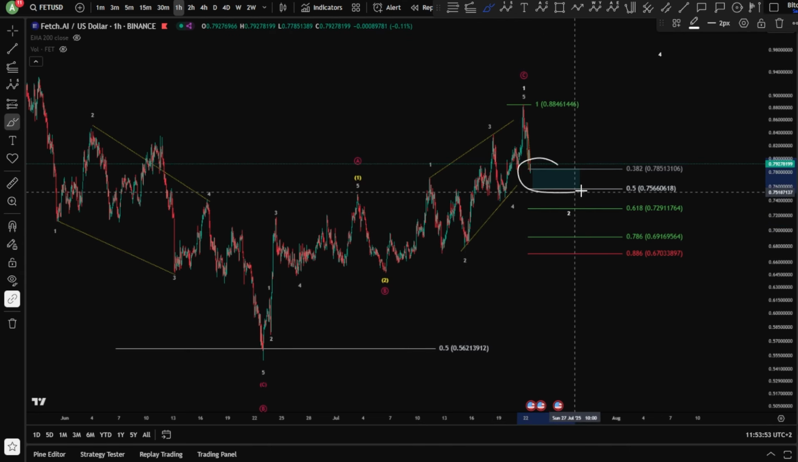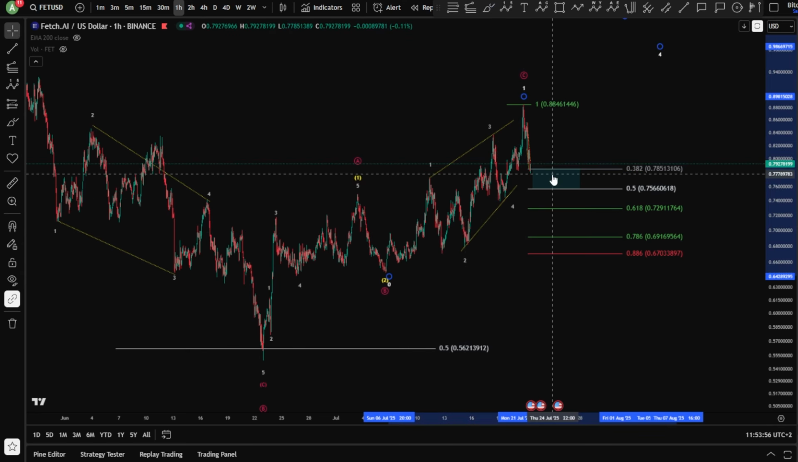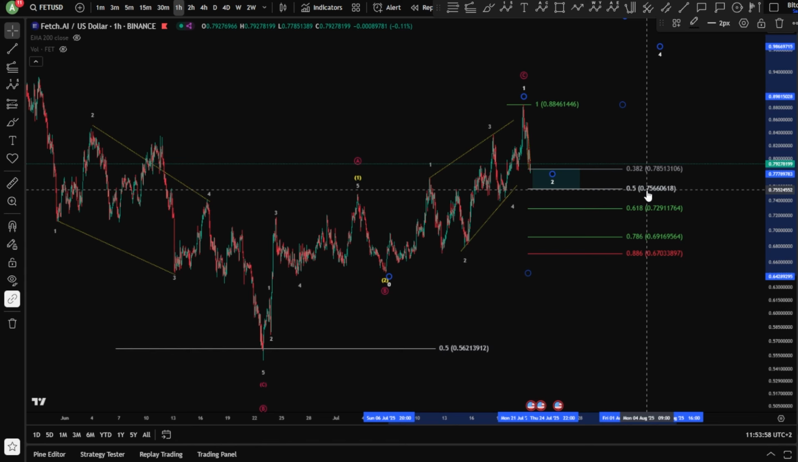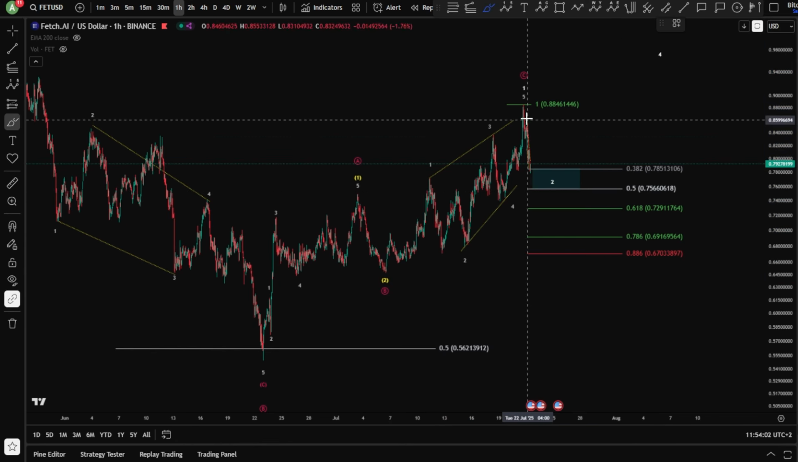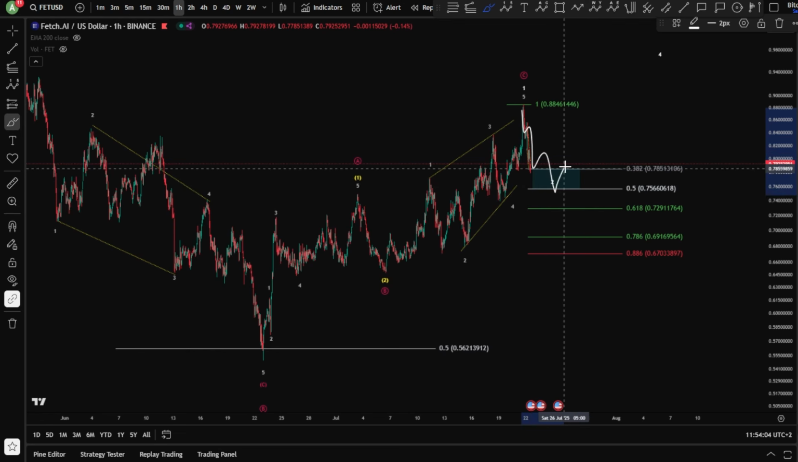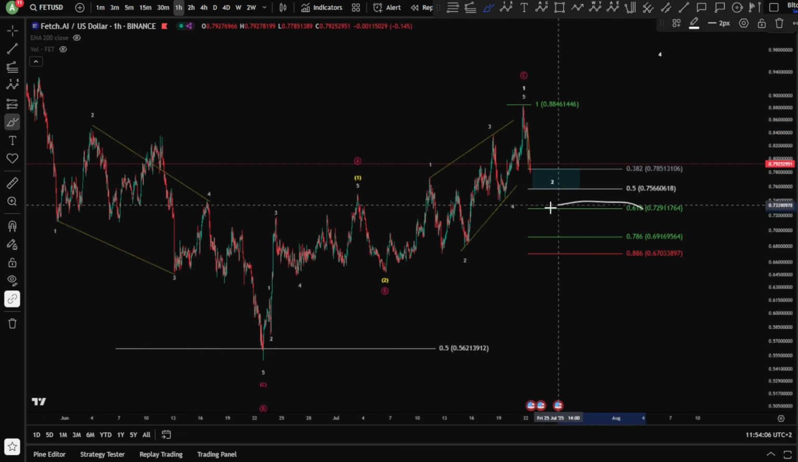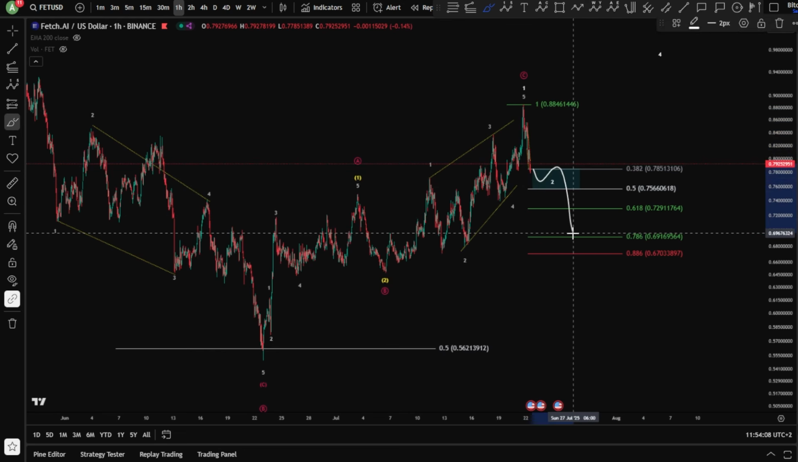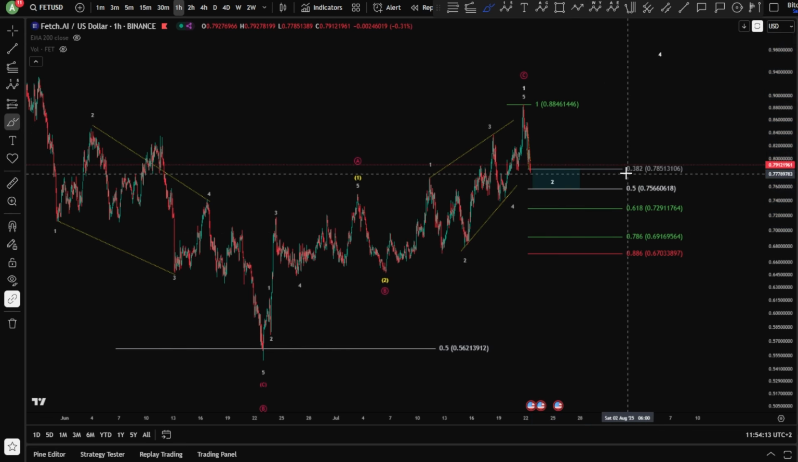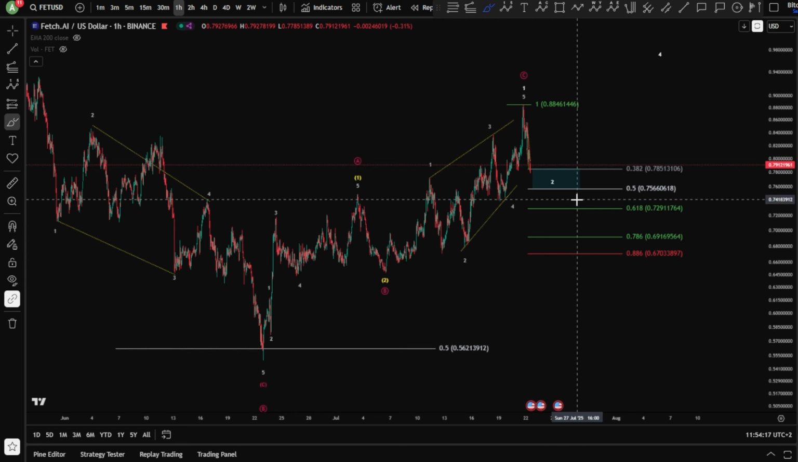Now, targets for this wave 2 might be between the 0.38 and 0.78 cent. It can be, of course, deeper. There is no rule here that says it cannot be deeper. It can even go back to the green box here, 0.618, 0.786, and then explode for higher prices again, of course, for a wave 3.